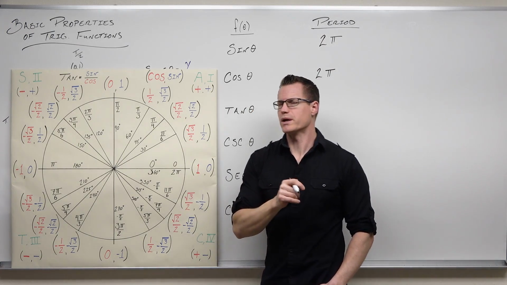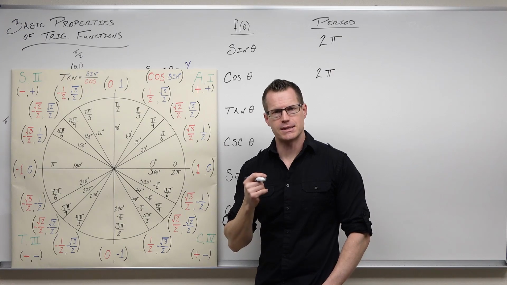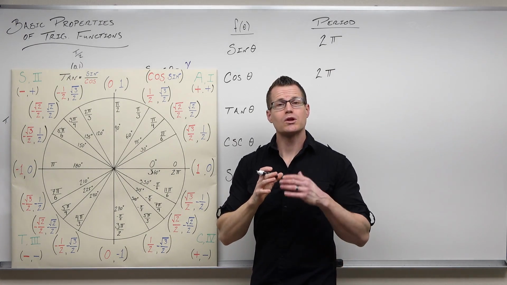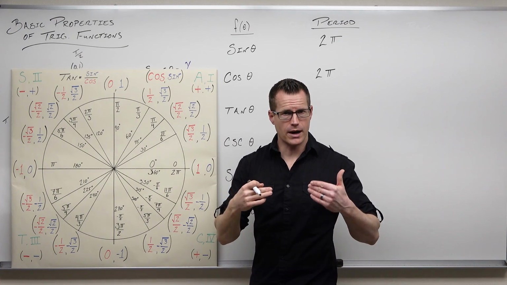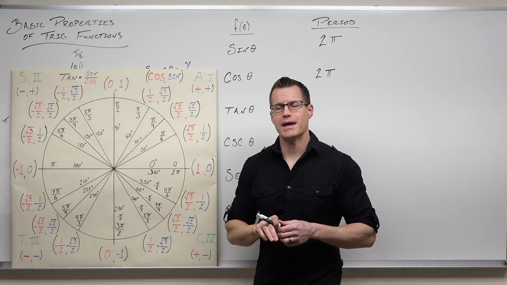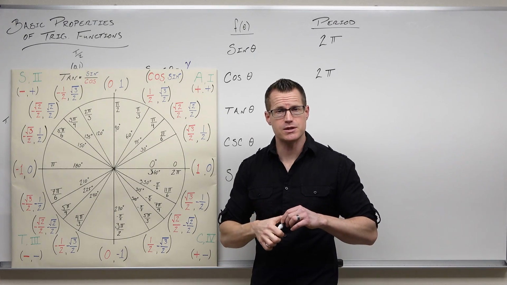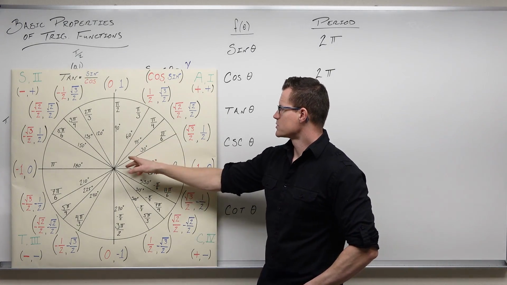Now, tangent's weird. We might think, well, tangent's going to be 2 pi also, but it's not, because what we're looking for is the interval on which all of our outputs start to be repeated. Well, for tangent, that's sooner. And it has to do with the signs: positive divided by negative, negative divided by negative, giving us a positive.